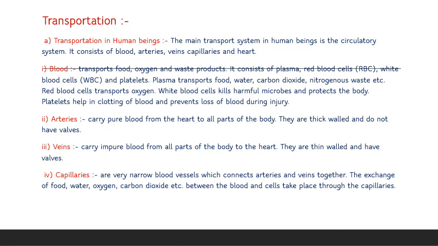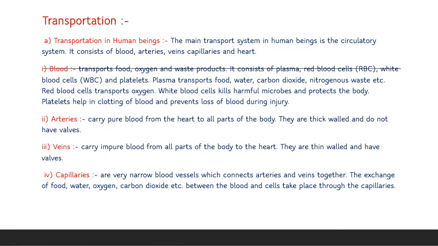Plasma transports food, water, carbon dioxide as well as nitrogenous waste. Red blood cells transport oxygen. What is the function of RBC? It is helpful to transport oxygen. What about WBC then? It is helpful to kill harmful microbes and protect our body. What about platelets then? Platelets help in clotting of blood and prevent loss of blood during injury. Suppose there is any injury in our body, it is helpful to protect our body. So this is regarding blood.